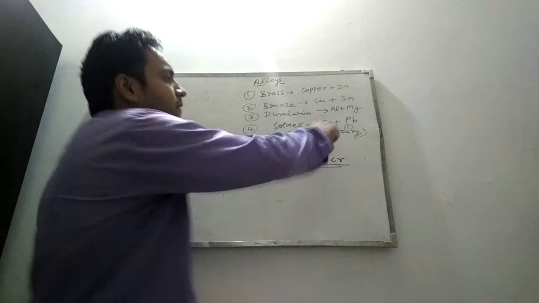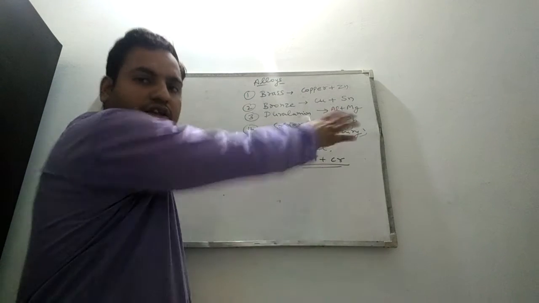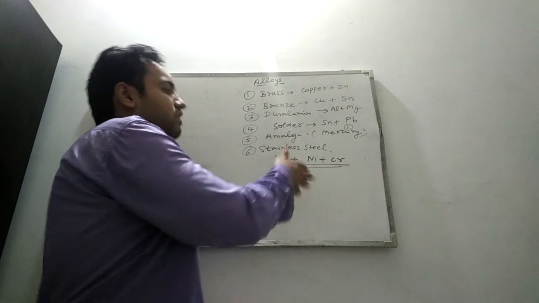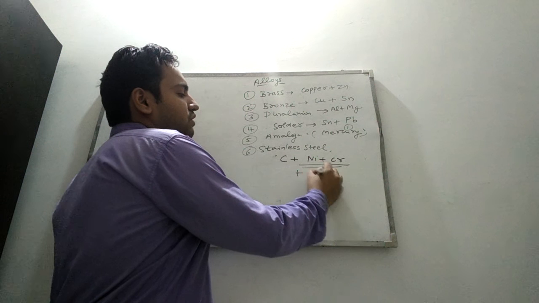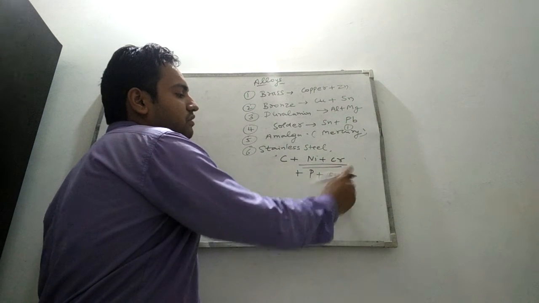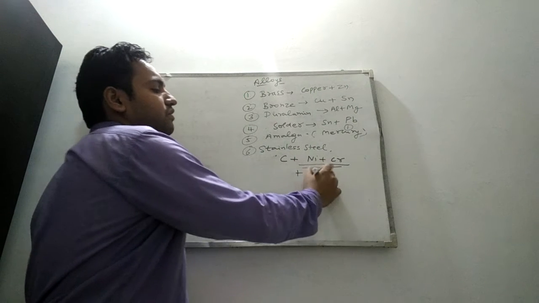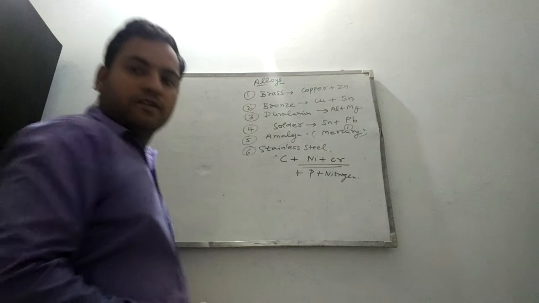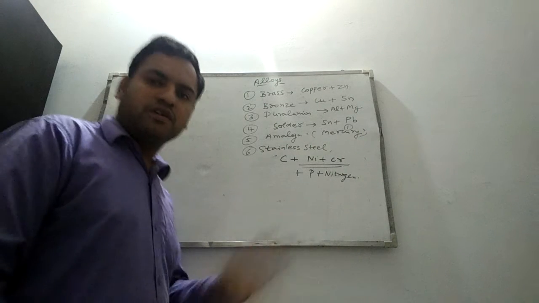In solder, lead plus tin. Amalgam, as I told you, involves mercury. And then stainless steel, where carbon is compulsory, generally with nickel and chromium added to make it further strong. Sometimes phosphorus and nitrogen are also added. Okay, so to make it further strong, there are different types. You just have to remember the basic concept.